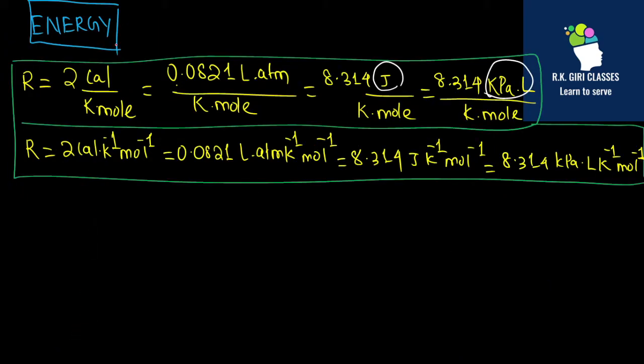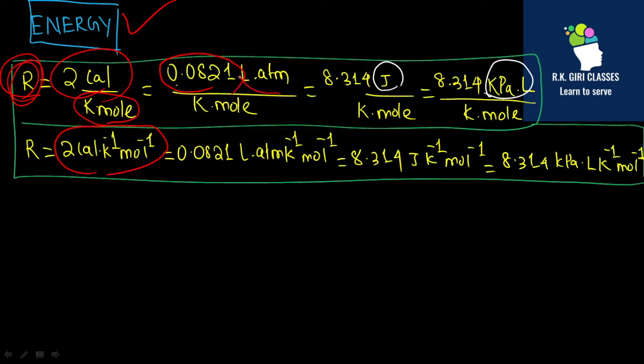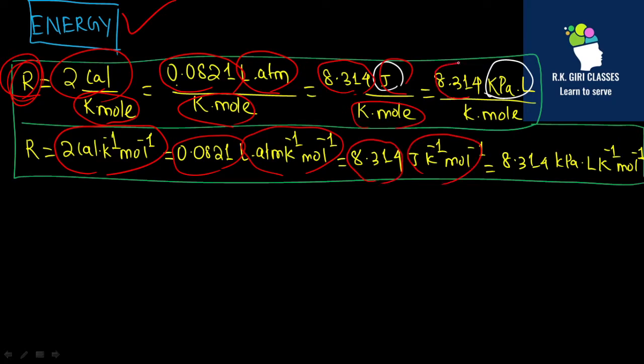Confirmed? Okay. Now coming to the point, energy: this is R, the universal gas constant, that means 2 calorie by Kelvin mole. You can write it like this: 2 calorie Kelvin inverse mole inverse, that means 0.0821 liter atm Kelvin inverse mole inverse. In this case 8.314 joule Kelvin inverse mole inverse. And you know that 1 joule is equal to 1 kilopascal liter, that means 8.314 kilopascal liter Kelvin inverse mole inverse, right?